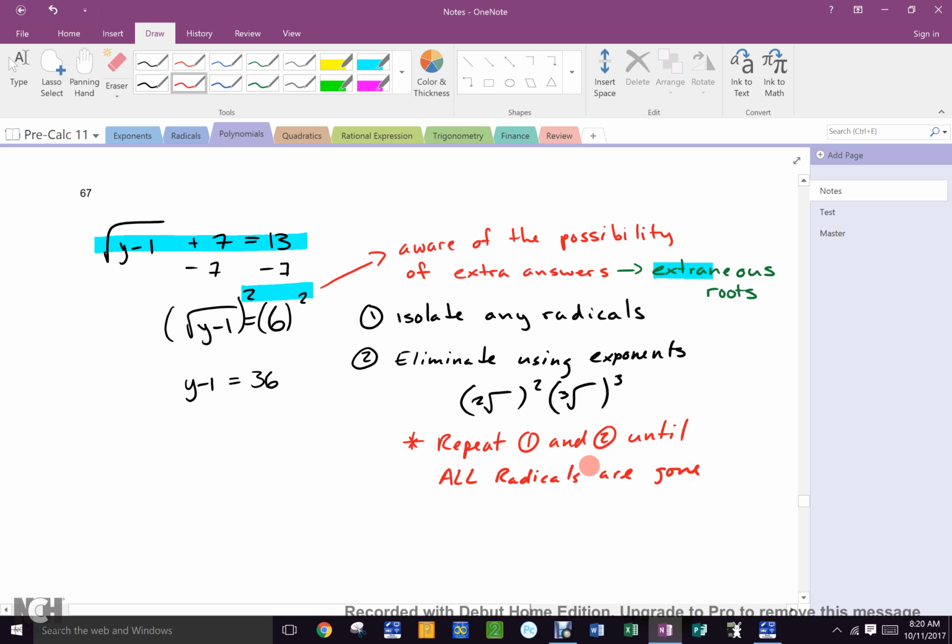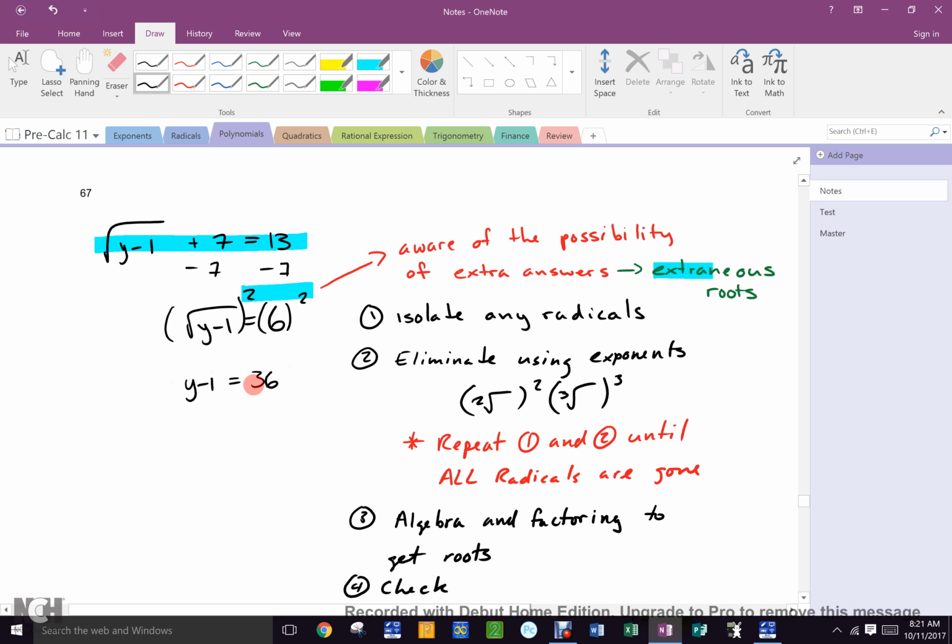And that's the biggest problem kids have with this. If a new radical shows up, they're like, I don't know what to do. But you do know what to do because you know you're supposed to isolate and eliminate. And then what's our third step? Then we just use algebra and factoring to get the roots. And then 4 is check.